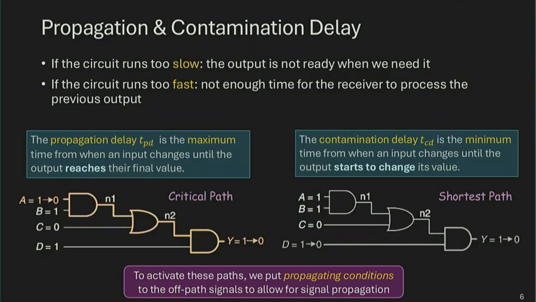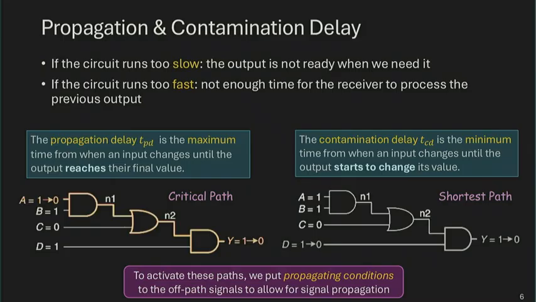There's also a concept called the contamination delay, which is the shortest time for some input change to start changing the output value. It may not really complete the computation by that time, but that is the shortest path where the output could change. So for example, if you keep ABC stable and only change the D variable, it will propagate to the output after just 1 gate delay. And that is the shortest path in this circuit.